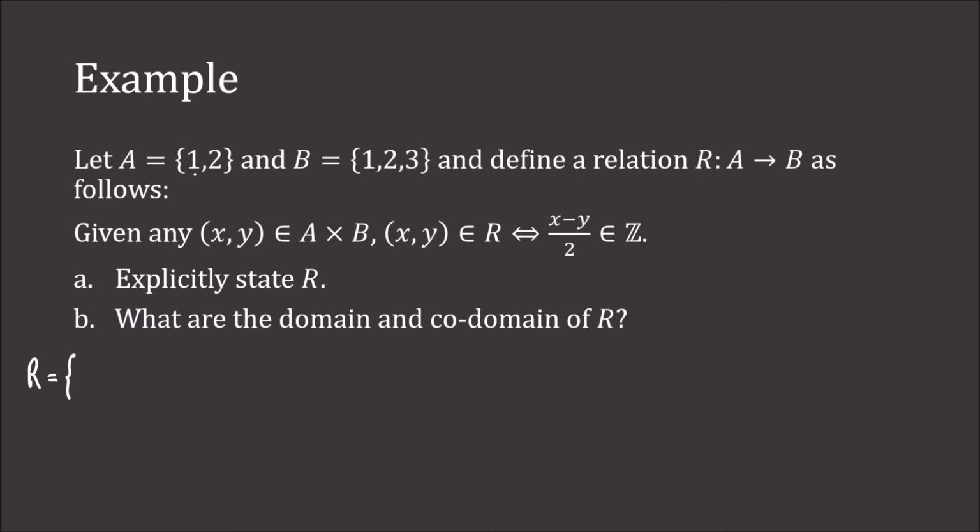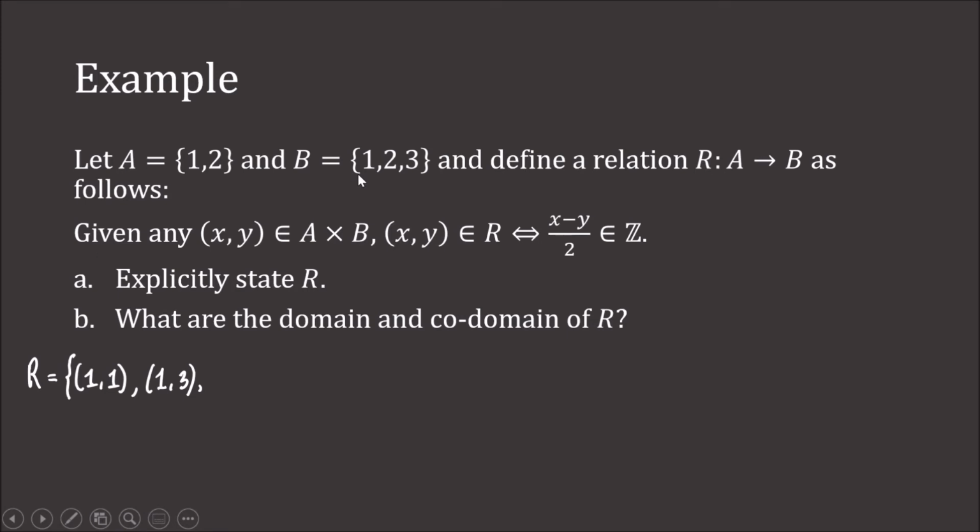So x will be 1, y will be 1 first. So 1 minus 1 over 2 is 0, that is an integer. So (1, 1) is in R. Now let's look. x is still 1, but now y is 2. 1 minus 2 is negative 1, but negative 1/2 is not an integer. So (1, 2) is not in R. Now 1 minus 3, negative 2 over 2 is negative 1. That is an integer. So (1, 3) is in R.